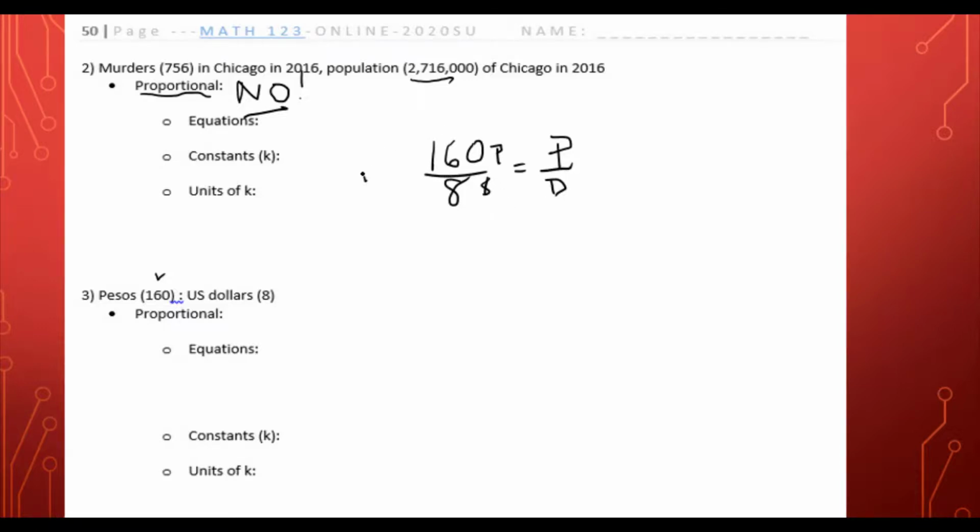So that's how you set it up when you want to find an equation that'll work, right? I'm not trying to find a solution. I'm trying to find an equation. So this is 160 times D equals 8 times P. Now I can go either way. I can find D equals, or I can find P equals. So we'll do both. Let's divide by 160, both sides.